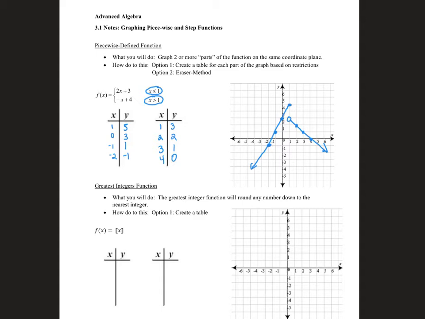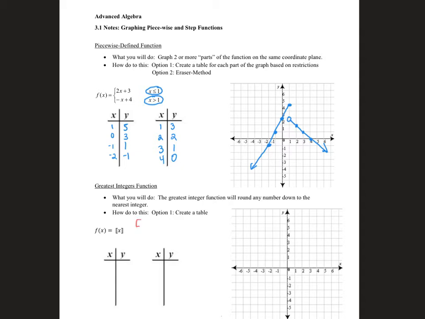The greatest integer function, by definition, will return the largest integer less than or equal to x for all real numbers x. In essence, the greatest integer function rounds down a real number to the nearest integer. Let's take a look at a few examples of what I'm talking about here.